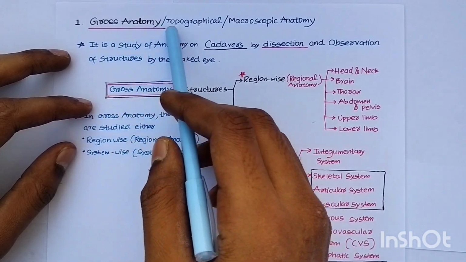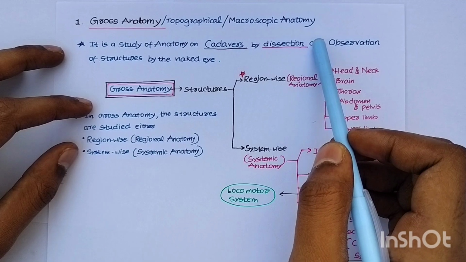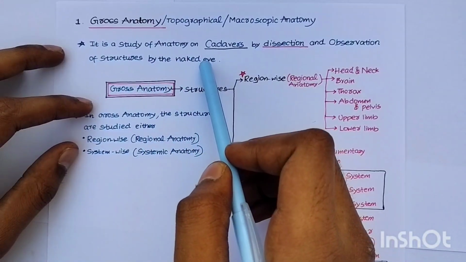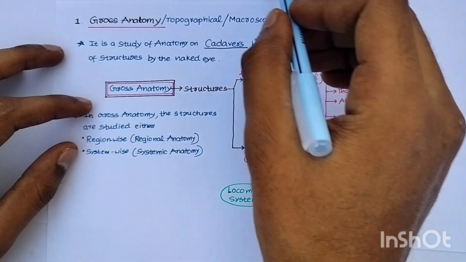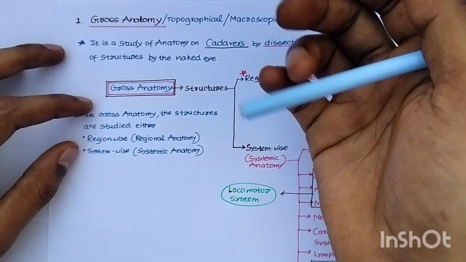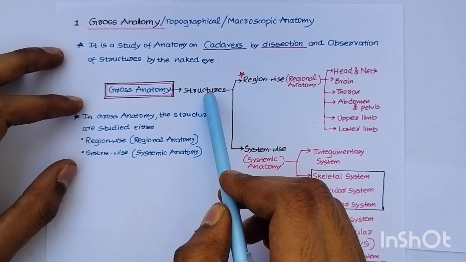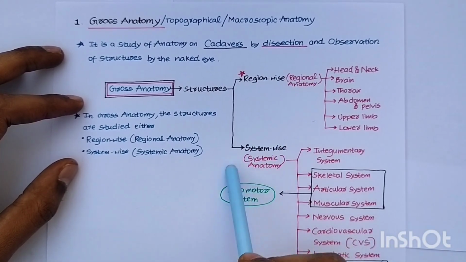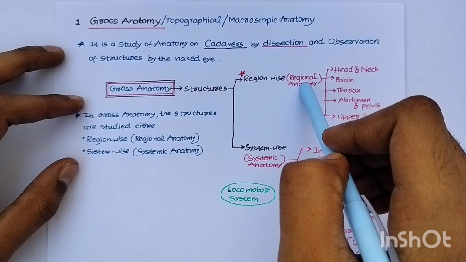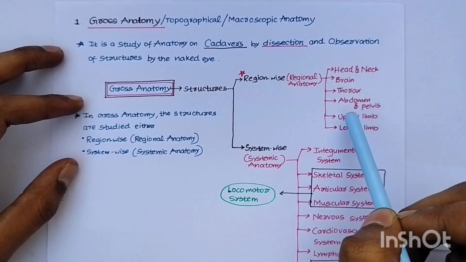If you take gross anatomy, it is the study of anatomy on cadavers by dissection and observation of structures by the naked eye. With the naked eye, you are able to see those structures physically, and you can feel them. So this is gross anatomy. The gross anatomy structures we'll study as regional anatomy and systemic anatomy. In regional anatomy, we'll have head and neck, brain, thorax, abdomen, pelvis, upper limb, lower limb.